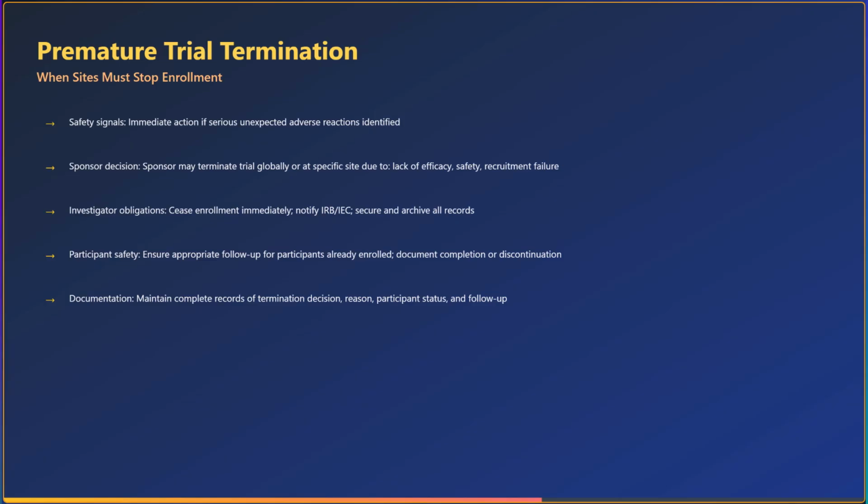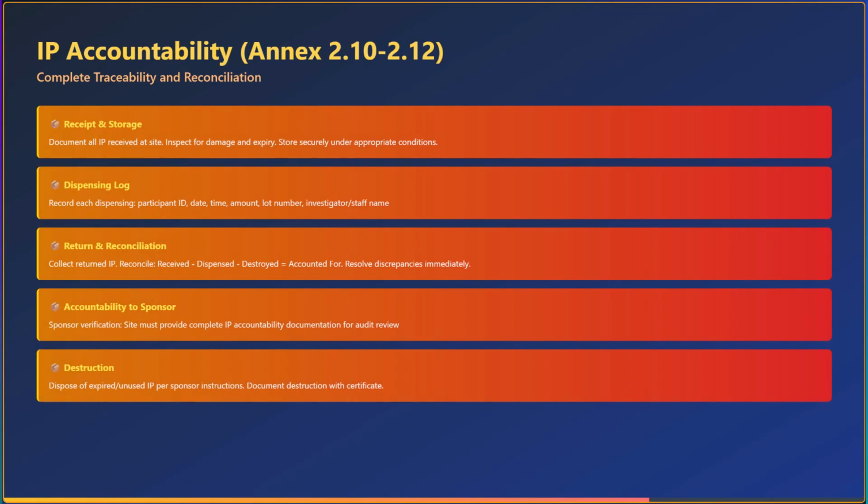Stop enrollment instantly. Right. Notify the IRB/IEC, secure all the trial records, and vitally, make sure every participant already in the trial gets the appropriate follow-up and care. Right, you can't just abandon them. Absolutely not. Okay, let's shift gears to something auditors really zoom in on, tracking the investigational product itself, the IP.